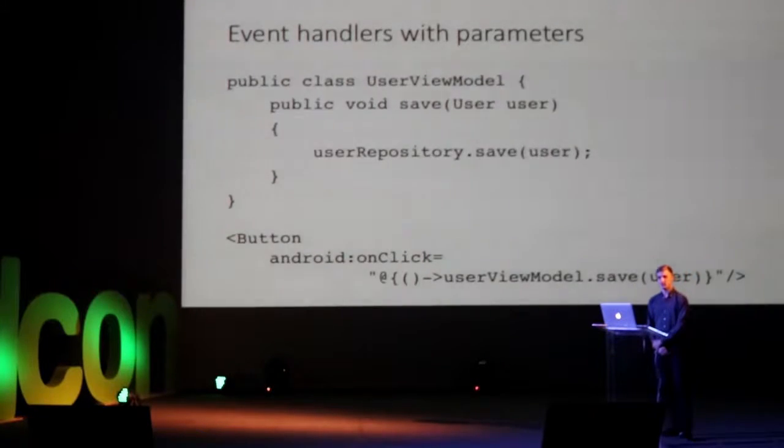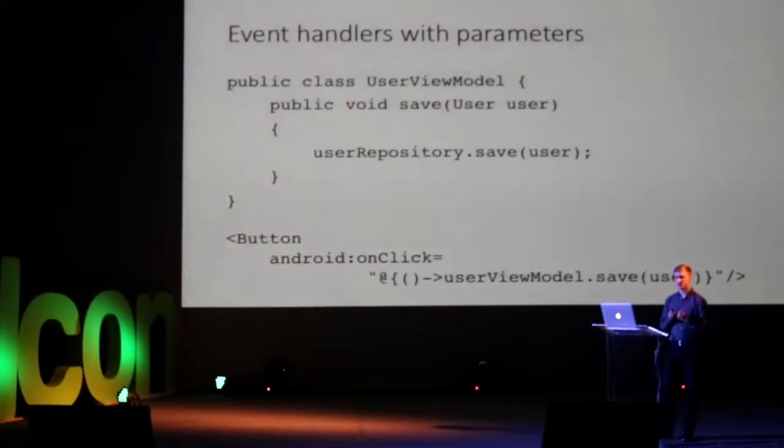And then in that view model, we just have a method save that takes in the user and takes care of the saving. And I think this is really nice. This really allows you to keep your view model or your presenter or whatever as a pure Java class, which makes the code a lot cleaner, a lot easier to test. So that's a really good feature.